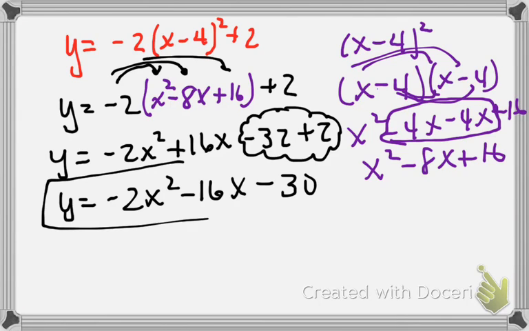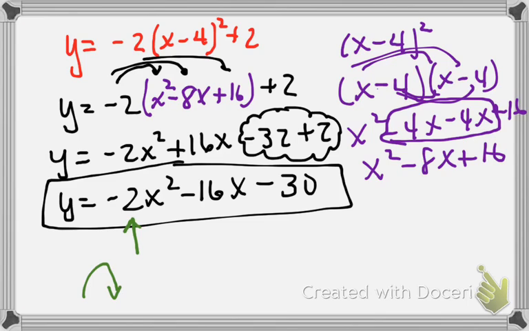Now this is in standard form. This is the quadratic standard form. And by looking at this, you should be able to tell what's happening. By looking at the number in front of x squared, it's negative, so that is a frowny face, it's going down. We also know that it's more steep, or narrow, thinner. We also know that the y-intercept is at negative 30, so we know that it's touching the y-axis at negative 30.